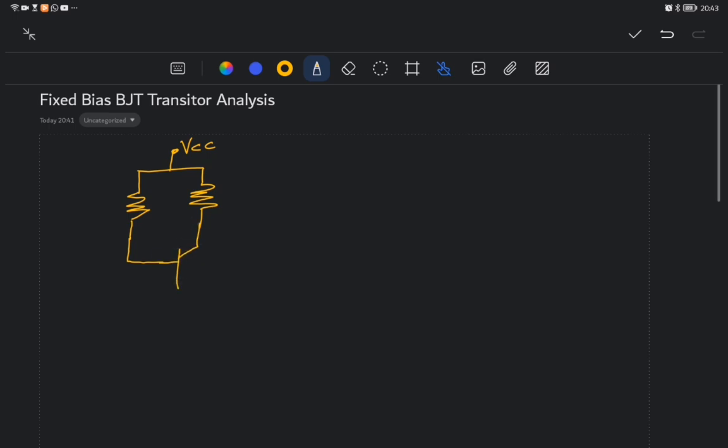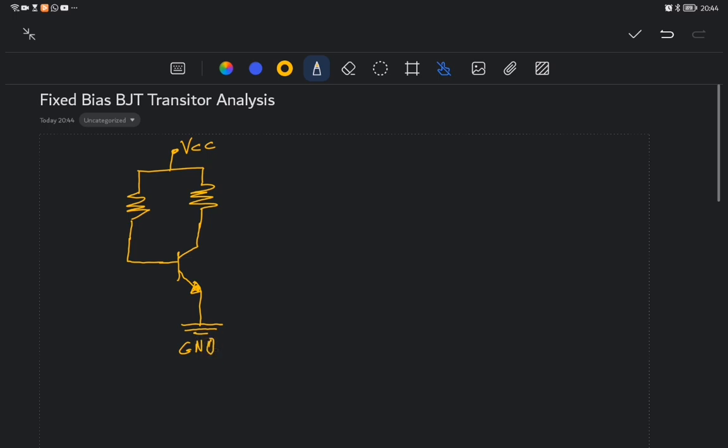That will be the collector section. That will be the emitter section. And then there will be the referencing section, which is referencing to the ground. That's GND. Let me try and write that a bit clearer.